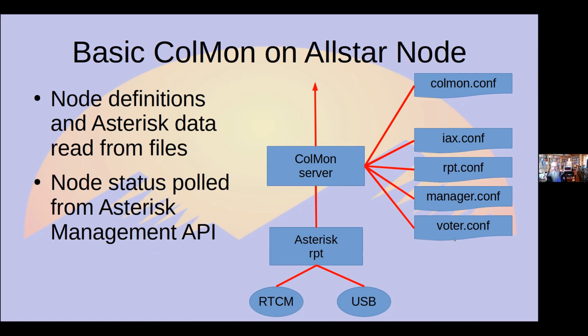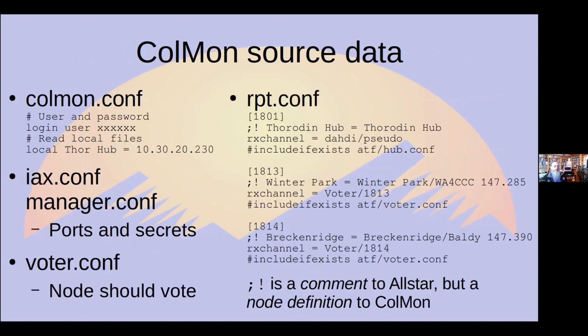And so the idea is that by integrating CallMon tightly with those Allstar configuration files, we can minimize the amount of configuration we need to do. So here's an instance of the CallMon configuration file. You need to specify a login, so a username and a password. The password is not XXXXX. And then you give it a local name. So you basically tell it here that we're running a local instance. In this case, I call that Thor Hub, and that is its external IP address that you want it to talk to.